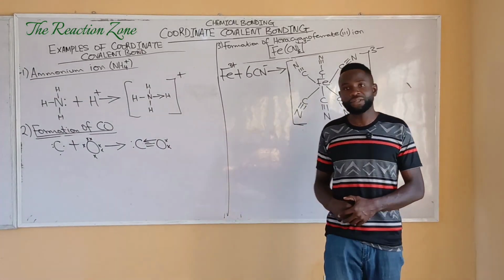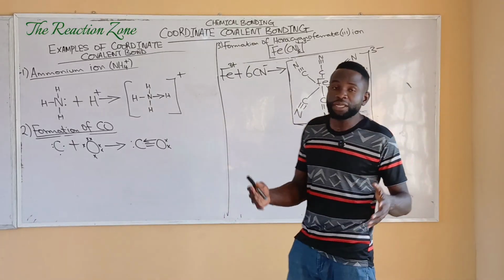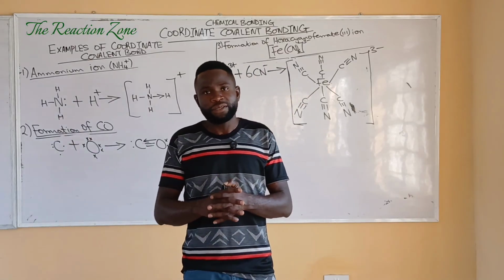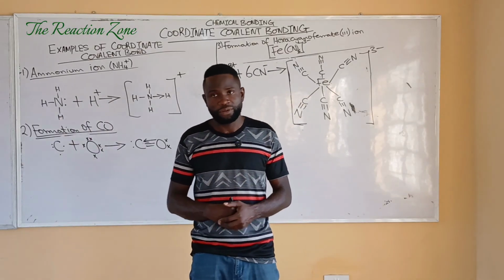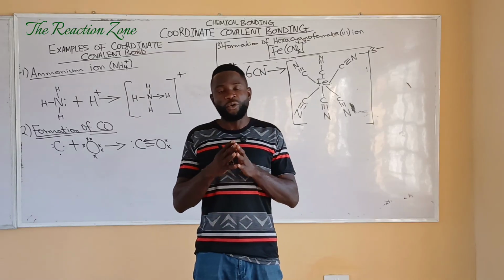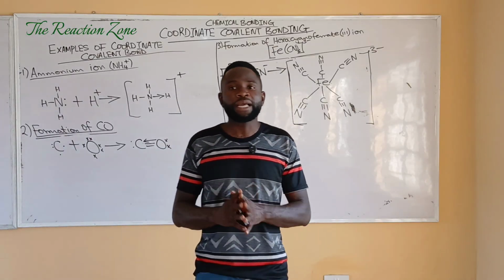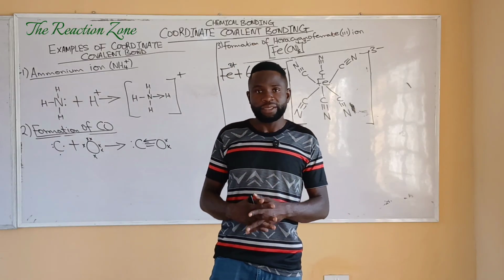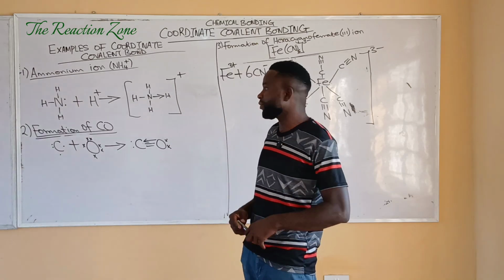In today's lesson, we're going to look at coordinate covalent bonding. In a coordinate covalent bond, only one of the bonding atoms donates the electron pair for sharing between the two atoms. In other words, coordinate covalent bonding, also known as dative bonding, is a type of bonding in which the shared electron pair is donated by only one of the bonding atoms.